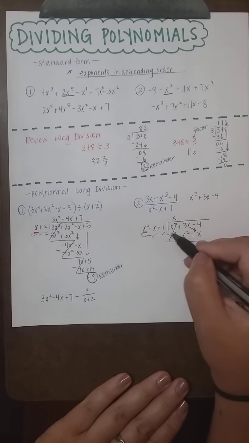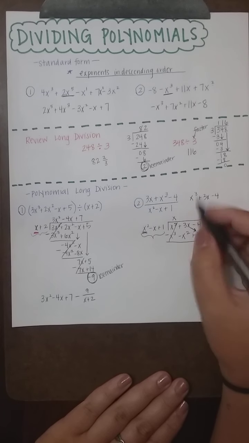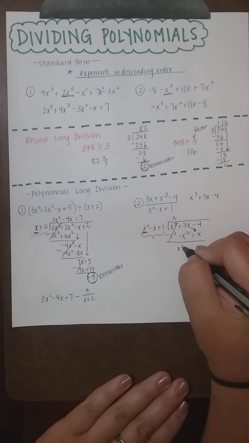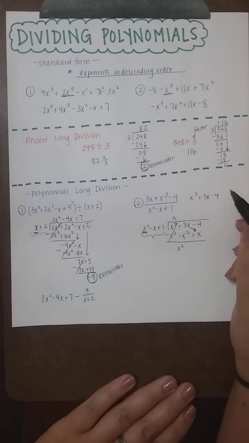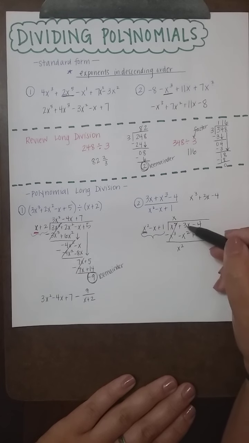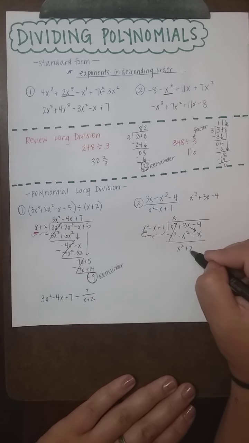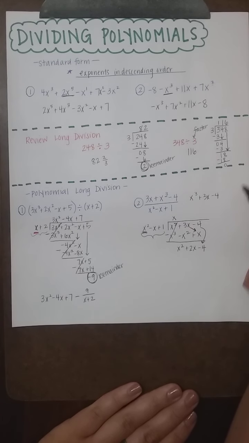So really, this is just a negative negative x squared, which is a positive x squared on the bottom. It's like a 0 minus negative x squared, because I don't have anything to combine with it. But then my 3x can subtract the x. So 3x minus x is 2x, and then we'll bring down the minus 4. So sometimes it gets a little wonky.